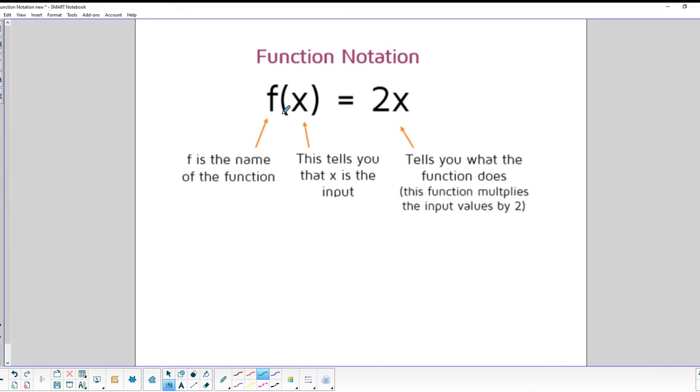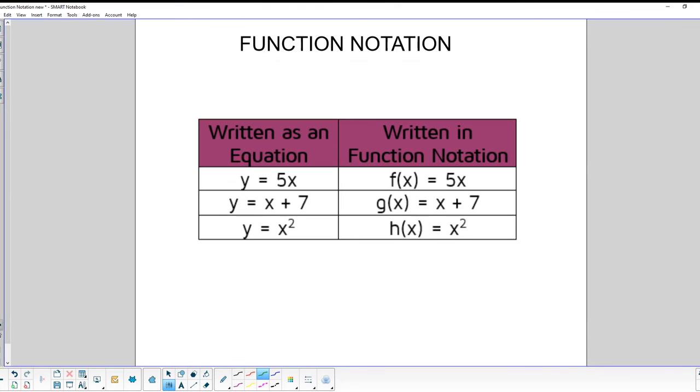F is the name of the function, x is the input, and here is the rule that the function does when you put in a number. It multiplies whatever the input is by 2. I want you to keep in mind that this f of x still represents the y value. We're just using some different letters to represent it now, because as we start exploring lots of different kinds of functions, they may not all have x's and y's in them. So we need to know how to use them still.